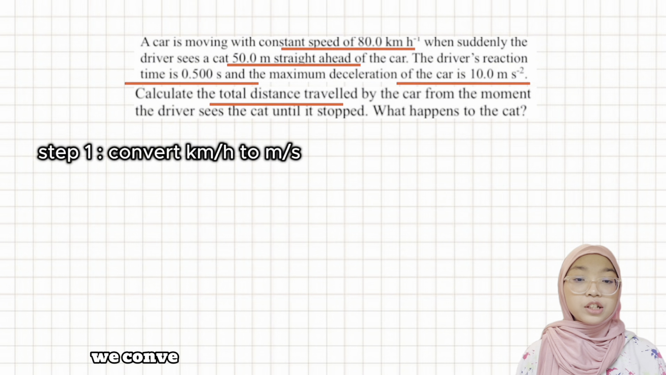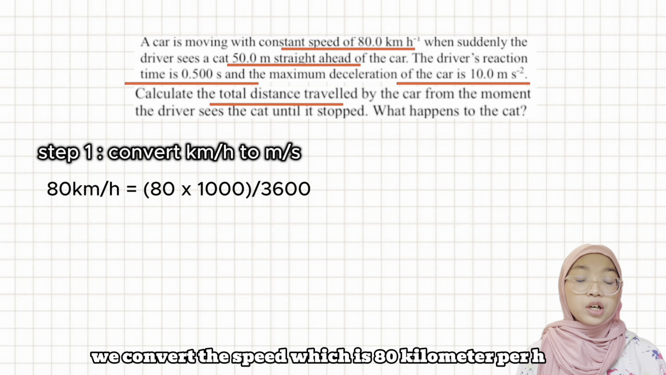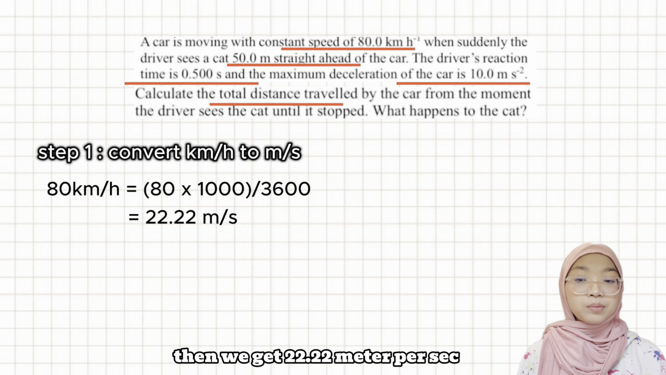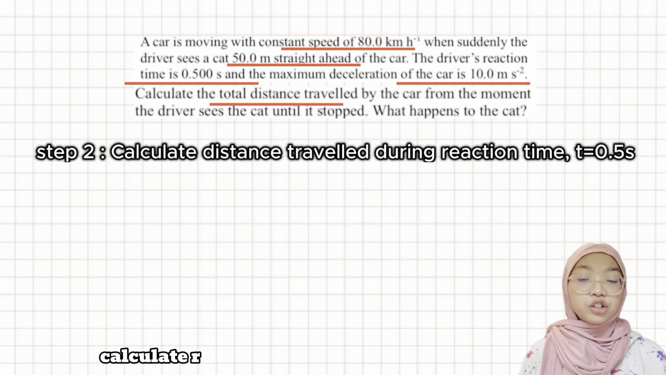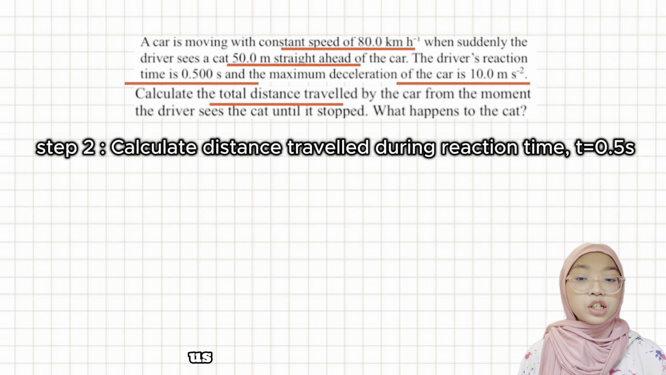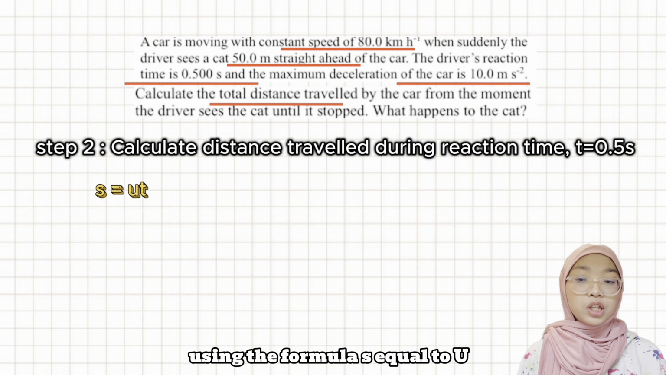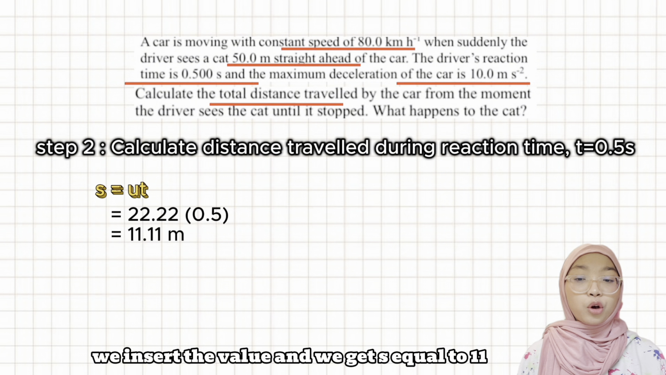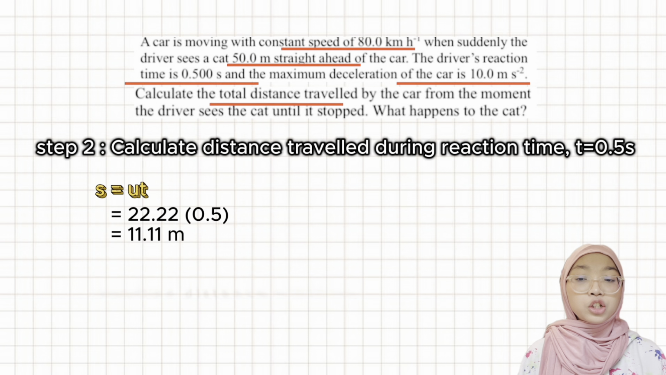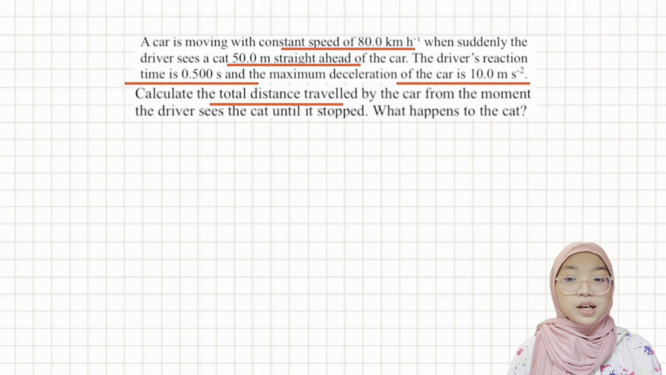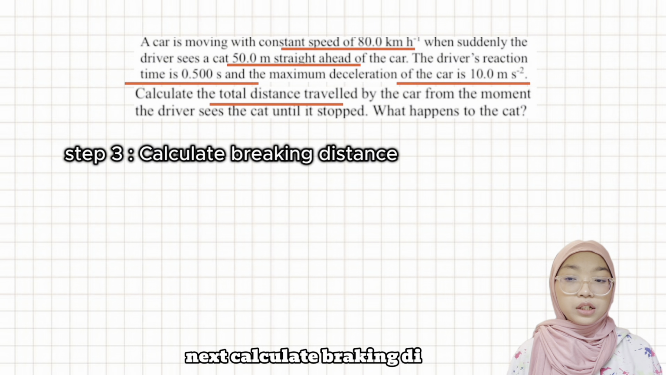Step 1, we convert the speed, which is 80 km per hour, then we get 22.22 meters per second. Next, calculate the reaction distance at t = 0.5 seconds. Using the formula s = ut, we insert the values and we get s = 11.11 meters. So the car travels 11.11 meters during the driver's reaction.